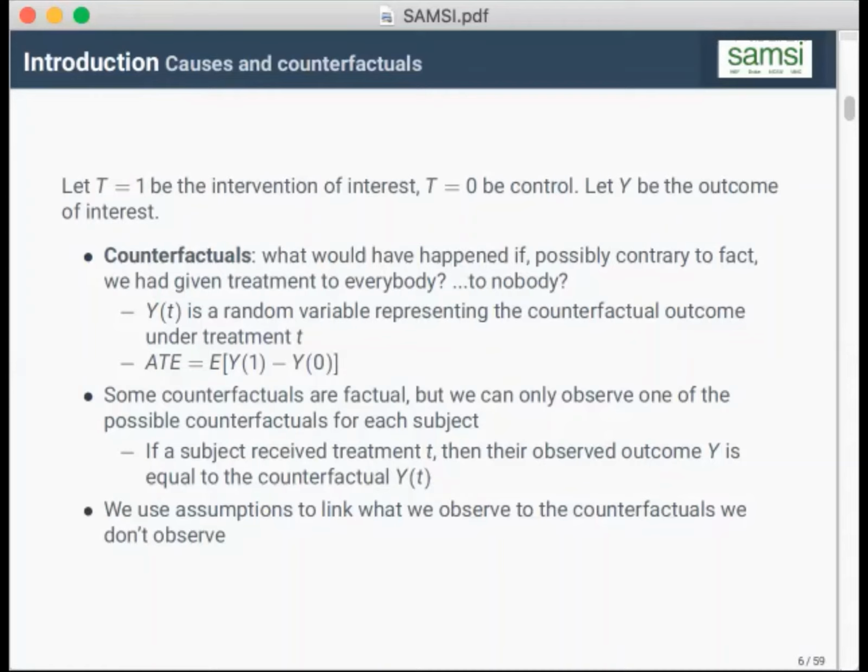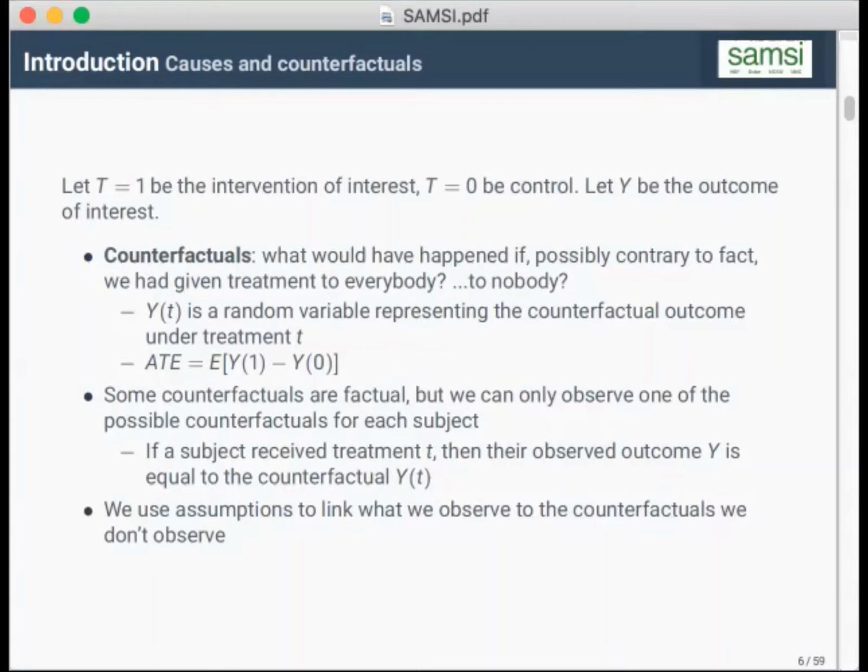So for example, the ATE, the average treatment effect, is defined as the expected value of Y(1) minus Y(0). So this asks, what's the contrast between the outcome we would have observed in a world where everybody was given treatment compared to the outcome that we would have observed in a world where everybody was given control.